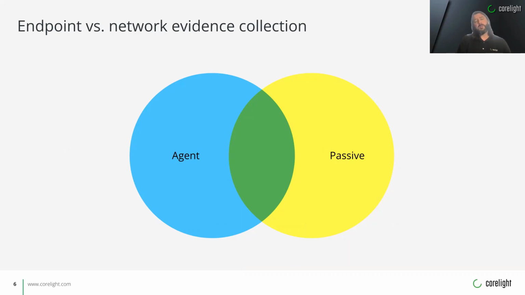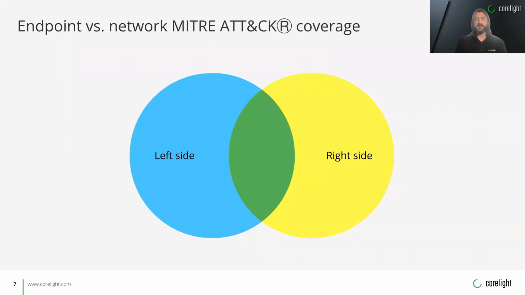When we look at the network, we're getting that broad coverage, but using a passive approach, where we're simply watching what's happening on the network. There's nothing to install on the endpoint. There's nothing that can be disabled. And it's extremely difficult, if not impossible, to evade network detection, which we'll talk a little bit more about in a few slides. Another interesting perspective is when we look at MITRE ATT&CK coverage.